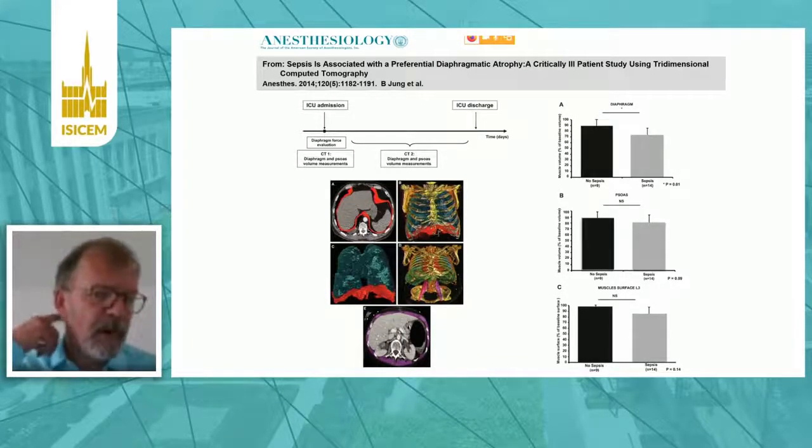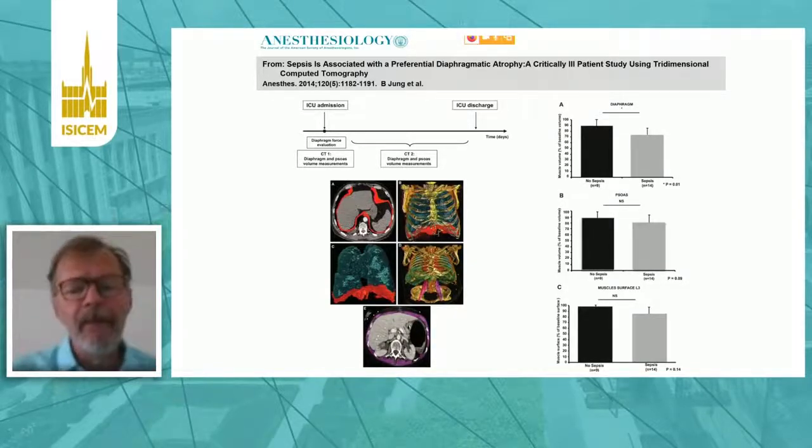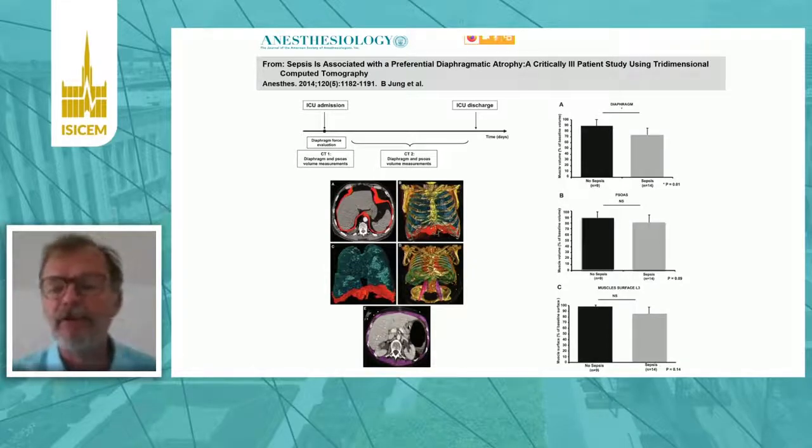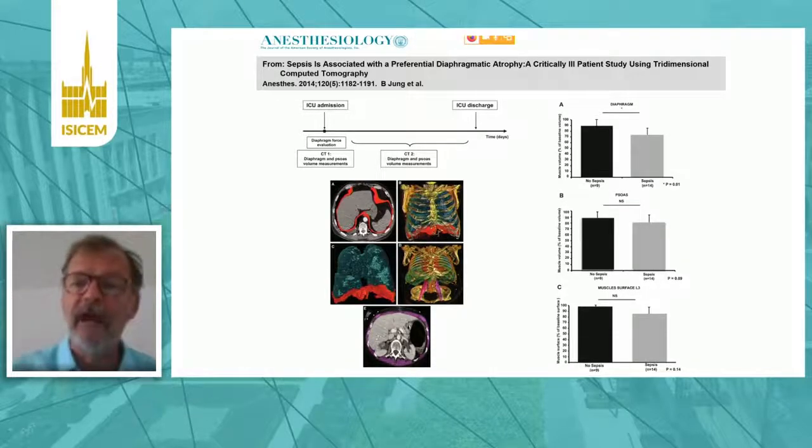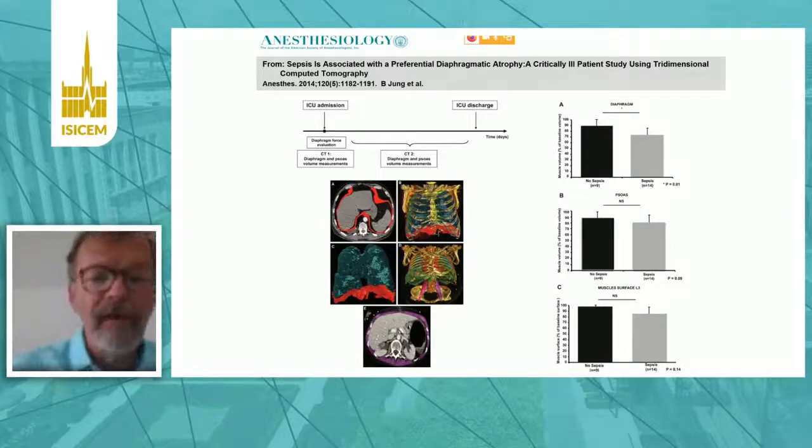I picked one of them because it's a very nice clinical study in septic patients, and they had a 3D reconstruction from CT scan of the size of the diaphragm, and they compared sepsis and no sepsis patients, but they also compared the diaphragm to other muscles like the psoas, for instance. And the diaphragm was clearly more sensitive in that the mass of the diaphragm decreased significantly more than the other muscles.